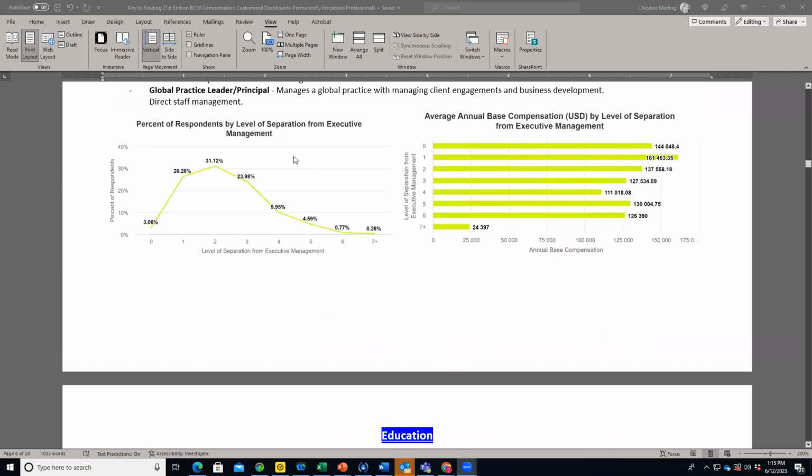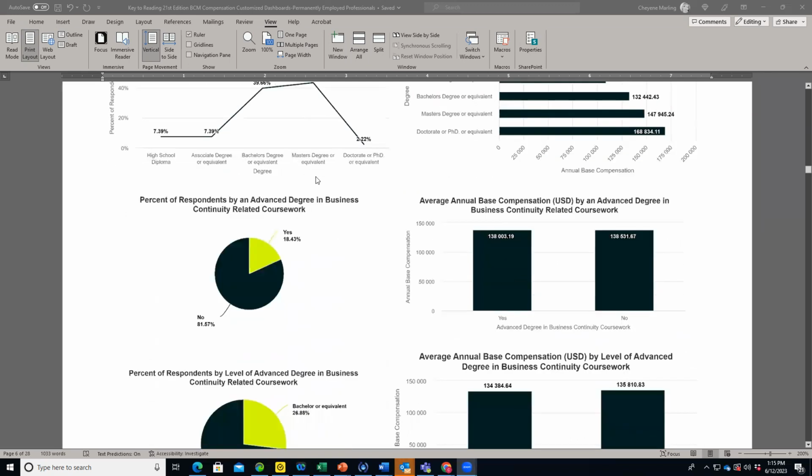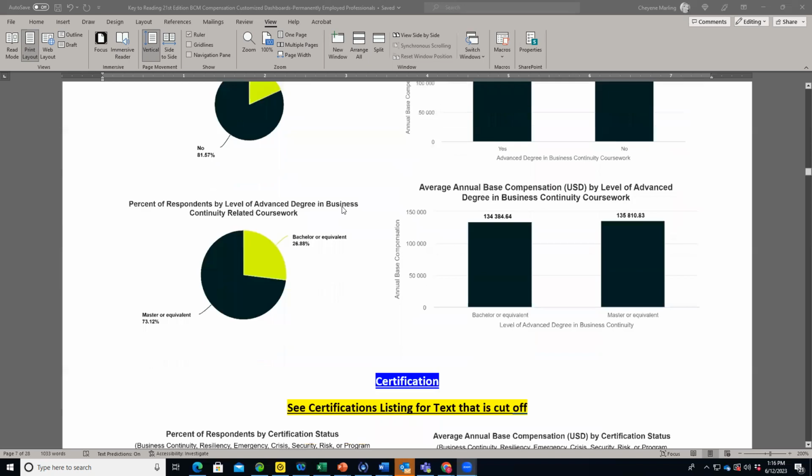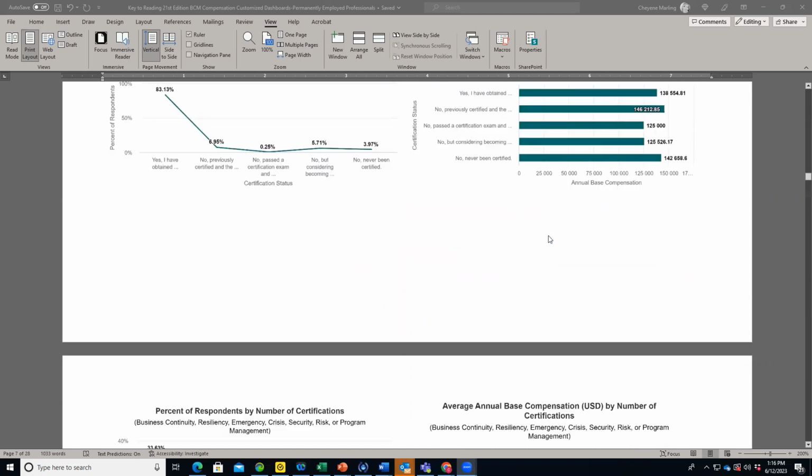Then we get to separation of executive management, education. If you have a specific education degree or work in business continuity, then obviously we get into the certification listing. Again, this text is not included within the dashboard itself, so this is where looking at the key does help. Now, all of you, when you received your report, customized dashboard and key, we also included a certification listing for the text that's being cut off to help you as well, because there's a lot of long certifications.